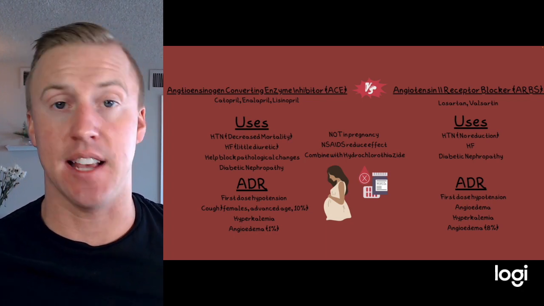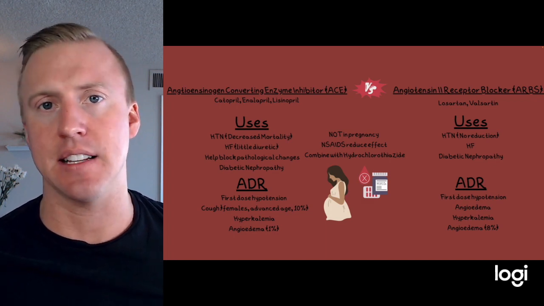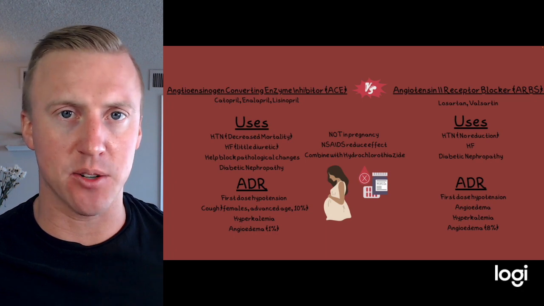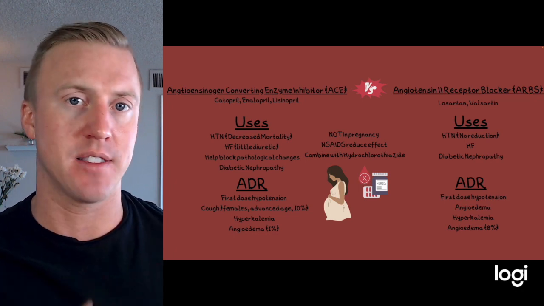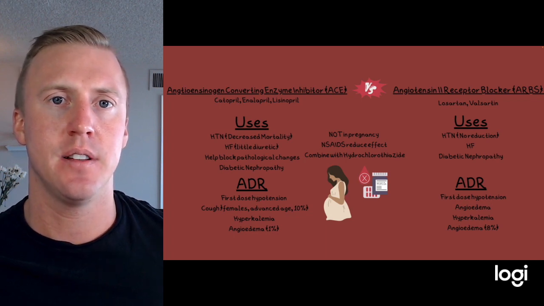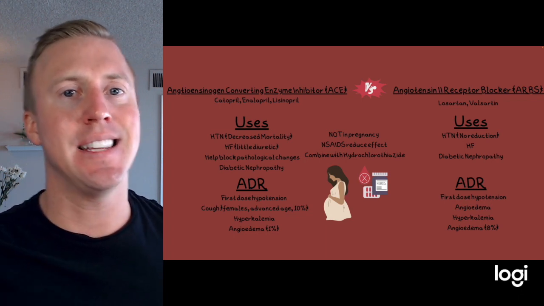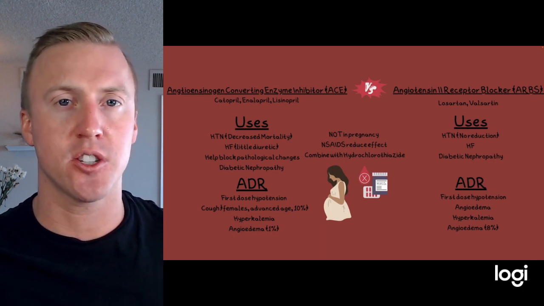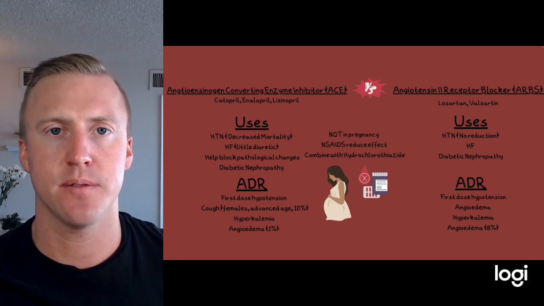The reason for that is they just work well by blocking the RAS system, right? If we block angiotensin 2, therefore we don't get the vasoconstriction. If we are also blocking aldosterone, we don't get that increased water and sodium content. Now, it's also been linked to actually decreasing mortality in patients with hypertension. That's why it's usually our first go-to outside of our ARBs.